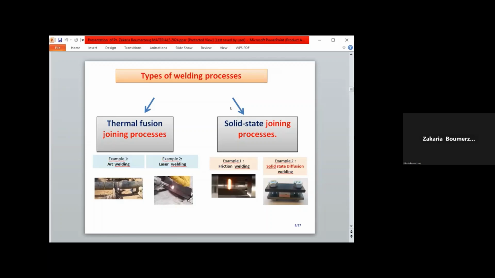Concerning the types of welding processes, generally we divide them into two types, based on fusion process or non-fusion process. For example, the first one is the thermal fusion joining processes, which contains the conventional welding process like arc welding, or a new one, well, it's not new, but considered new compared to arc welding, which is laser welding. The second category is solid state joining processes, for example friction welding or solid state diffusion welding. In this category, there is no fusion of metals.